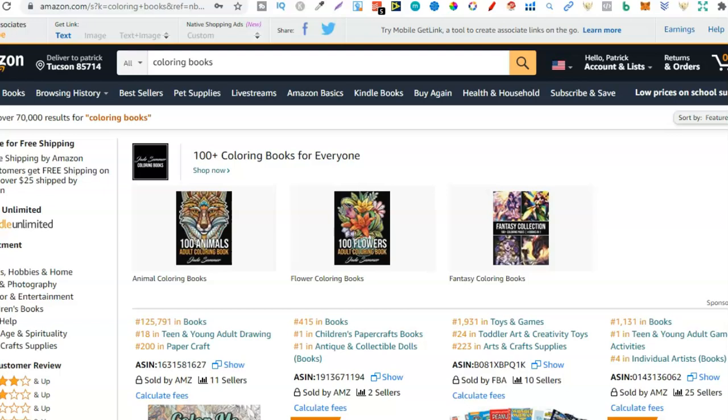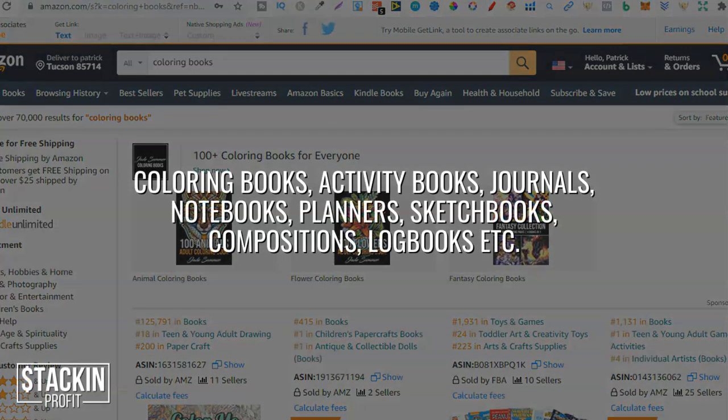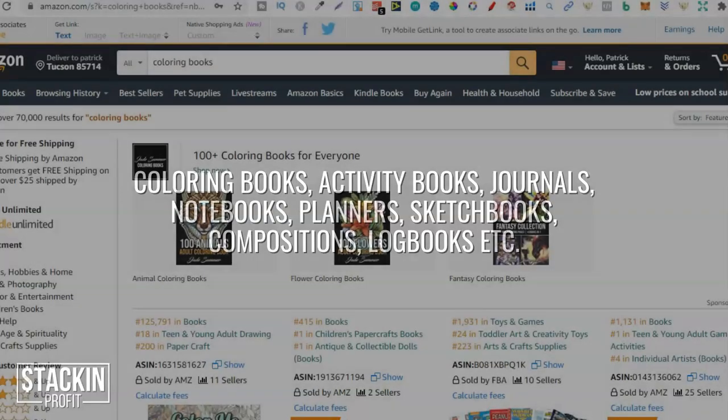What I'm about to share with you can be used on various different types of low content books: colouring books, activity books, journals, notebooks, planners, sketchbooks, composition books, logbooks, and things like that. There are so many different ways to break down these types of books.